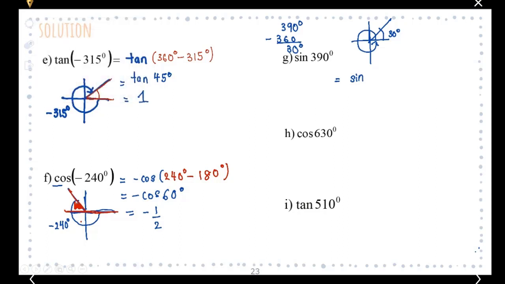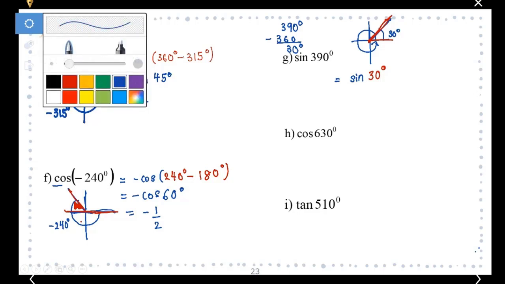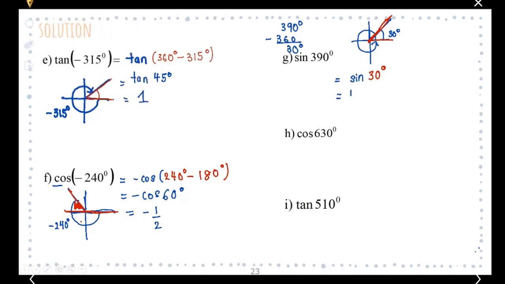Next we find the reference angle from the x-axis to the terminal side. Very clear here, the answer is 30 degrees. Sine 30 degrees is a special angle that you should have memorized, which is 1 over 2.